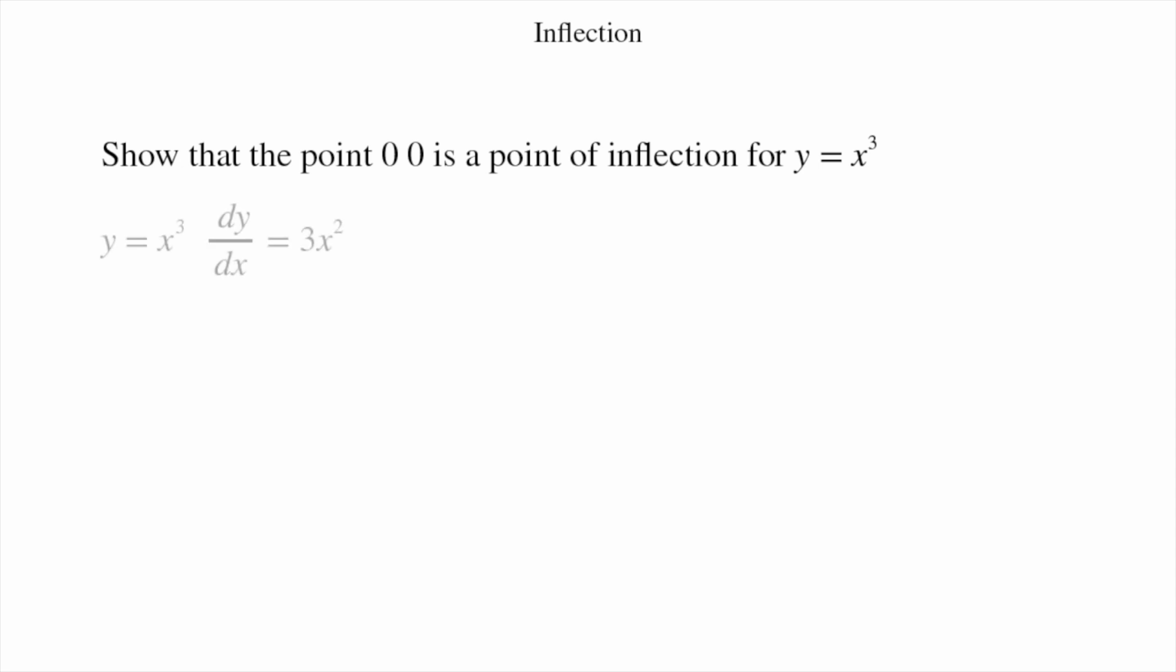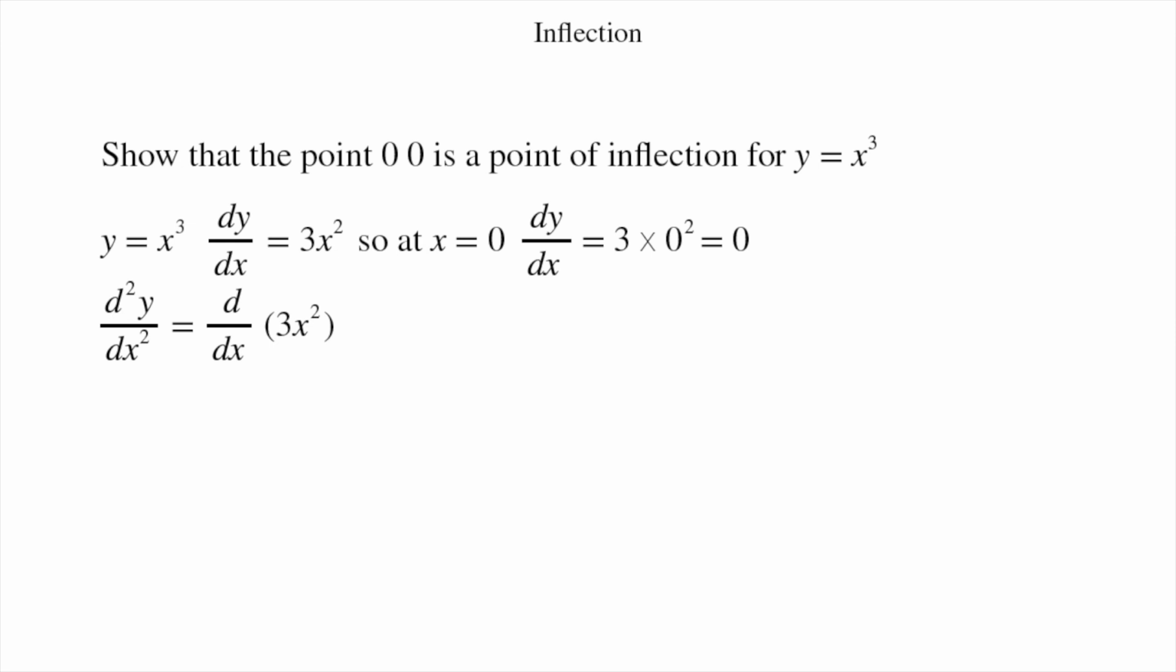If y is equal to x cubed, then dy by dx is equal to 3x squared. So, at x equals 0, dy by dx is 3 times 0 squared, which is 0. So the point 0, 0 for the curve y equals x cubed is a stationary point. But is it a point of inflection? Well, let's try the second derivative test.